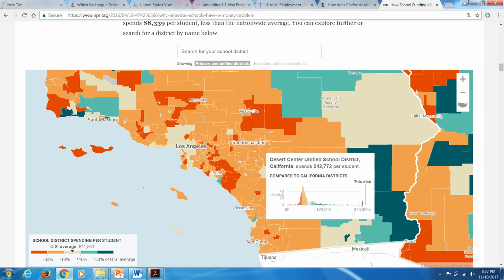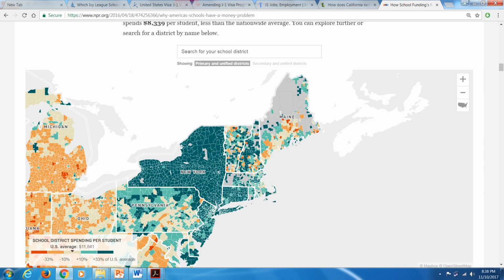Desert Center Unified School District, $42,000. That's another school district in the state of California. The US average was around $12,000 per student. And you can use this tracking tool. Then we will compare these numbers with how much is being spent in other countries, and what quality of product, I mean in terms of student quality, we are getting.